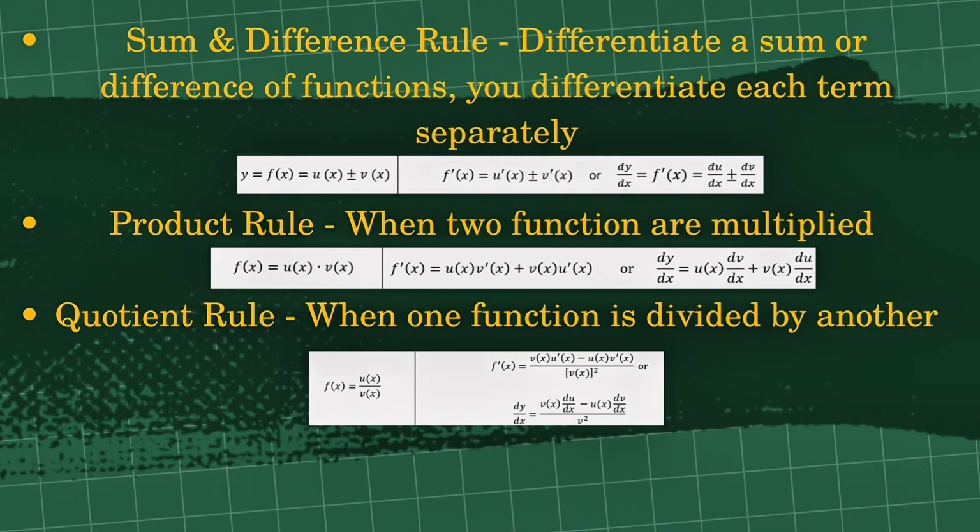Next, we have sum and difference rules. To differentiate a sum or difference of functions, you differentiate each term separately. For example, y equal to f(x) equal to u(x) plus or minus v(x). Next, product rule. When two functions are multiplied. And the last, quotient rule. When one function is divided by another.